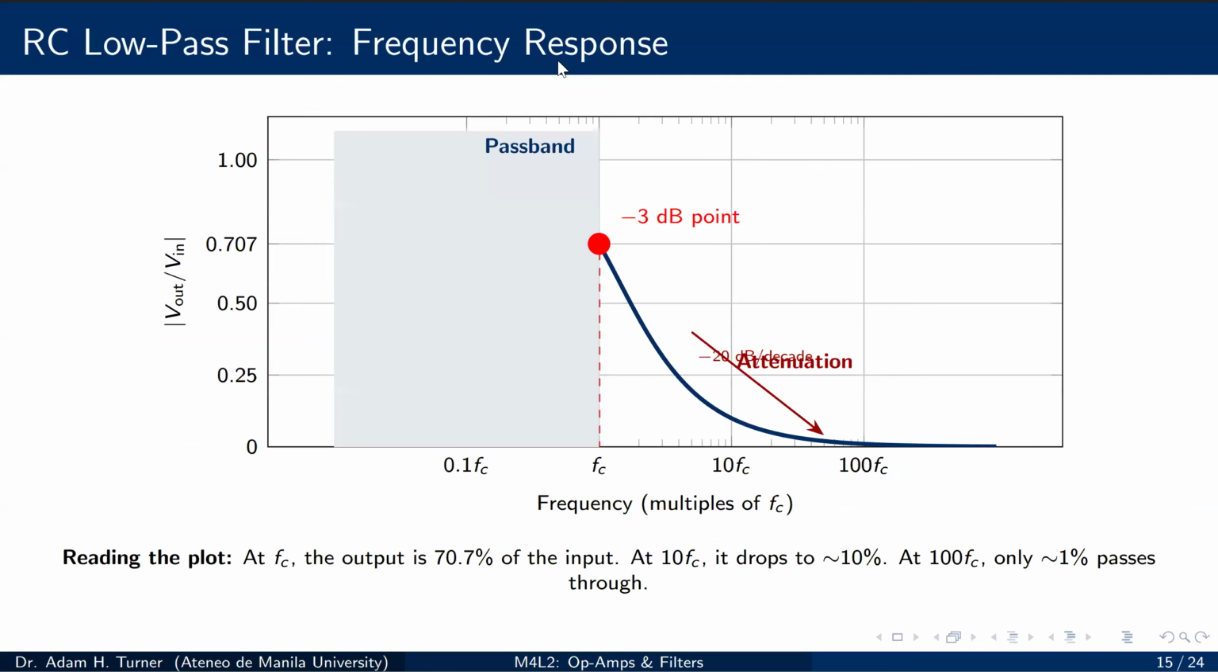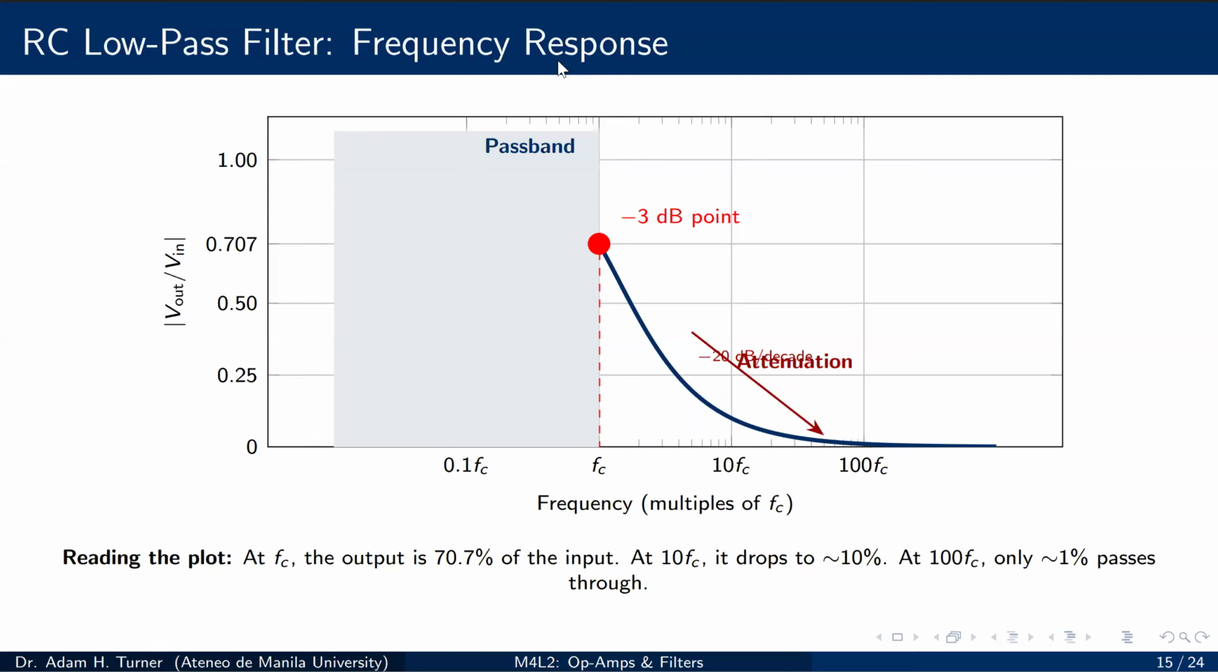So we can have a look here at the frequency response of a low-pass filter. The horizontal axis here is the frequency in log scale, expressed as multiples of Fc. The vertical axis is the ratio of output to input voltage. In the pass band, the blue shaded region below Fc, the ratio is close to 1 and the signal passes through essentially unchanged. At exactly Fc, the output drops to 0.707, which is the negative 3 dB point, and that's our cutoff. Above Fc, the curve drops steeply.